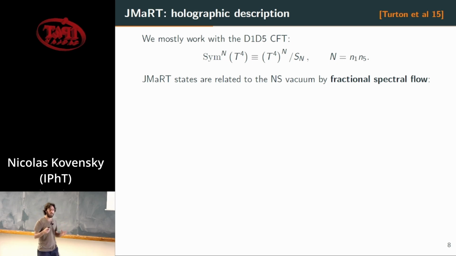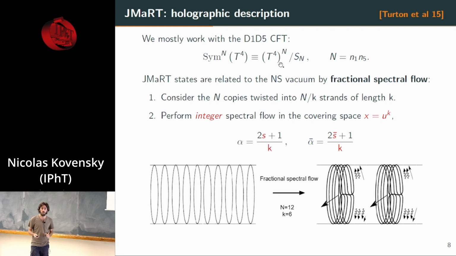So as I was telling you, these microstates have a well-known description in the holographic dual theory at the level of the IR of the geometry, the infrared of the geometry, and they are described in the language of the symmetric orbifold theory. They're described by this concept of fractional spectral flow. So just maybe one picture to clarify what this is.